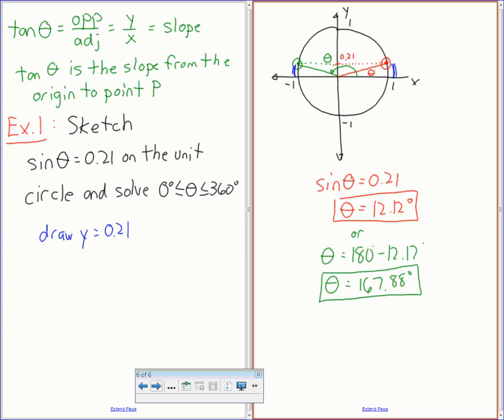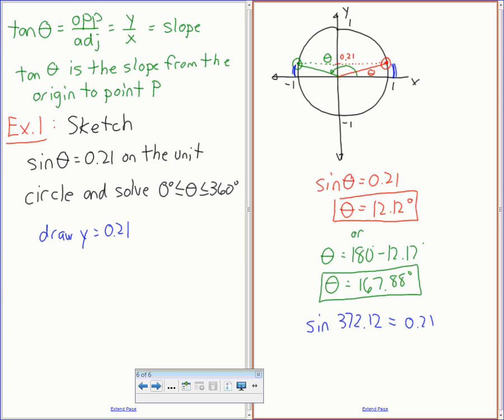Now let's say I change the question from 0 to 360, just to make sure you guys are still awake from yesterday. What would a coterminal angle be to 12.2 degrees? Something that is in the same spot. Good, but what's the number exactly? If I type in sine of 372.1, that should also give me 0.21.